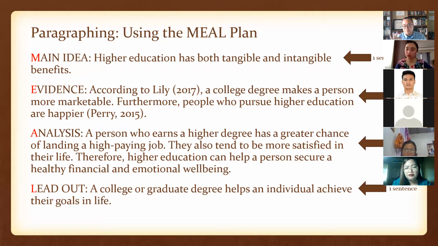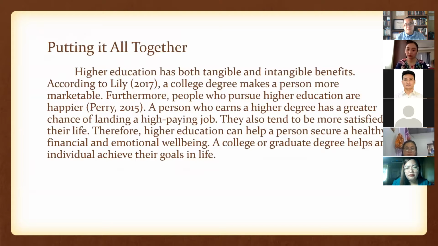I encourage you to use at least 3 peer-reviewed articles. Then analysis, what does it mean? What does it say? What does it mean? And what can we do? Then lead out, or link. So a college or graduate degree helps an individual achieve their goals in life. Parang summarize mo na the whole paragraph. Okay? And then just put it together. This is what your paragraph looks like.